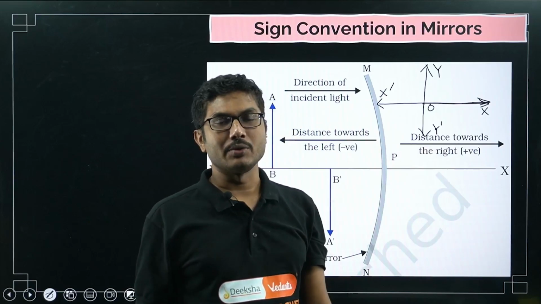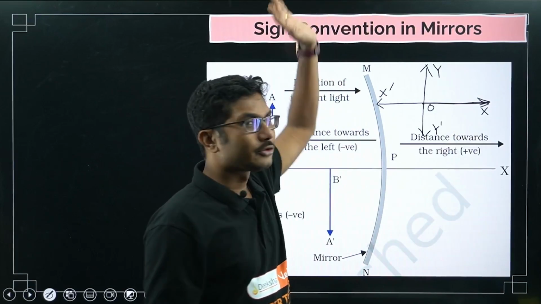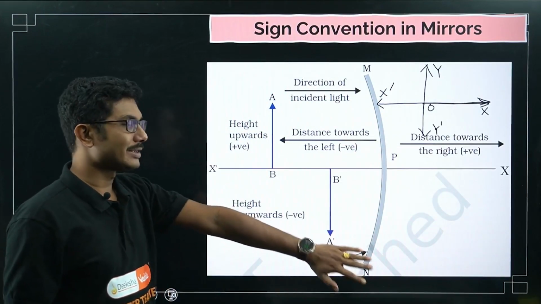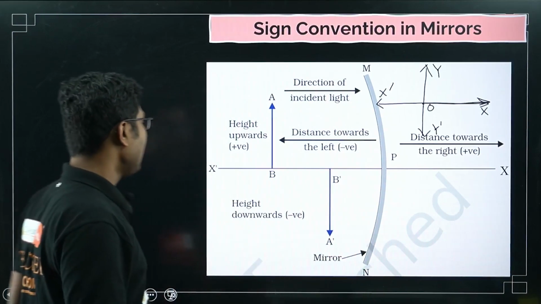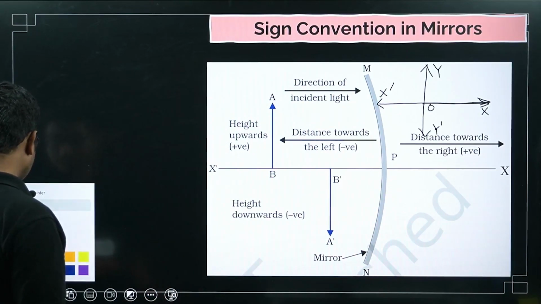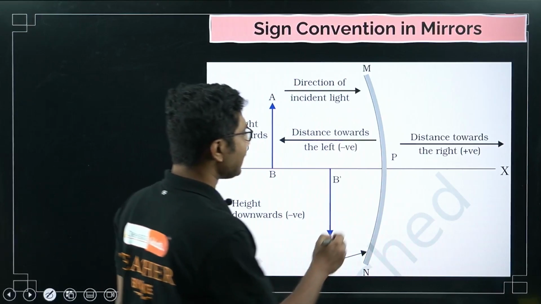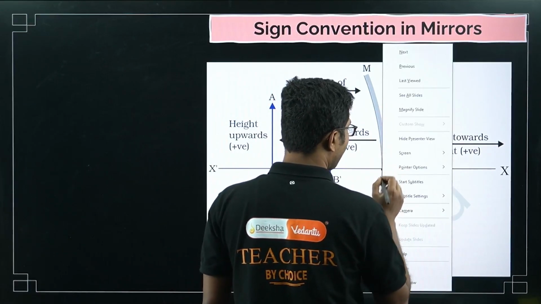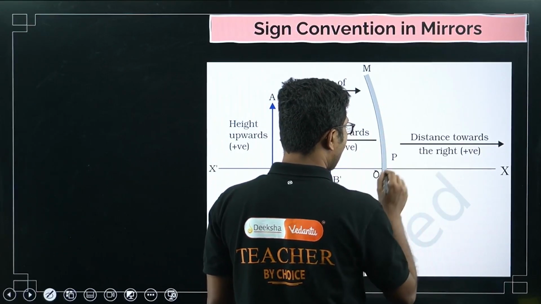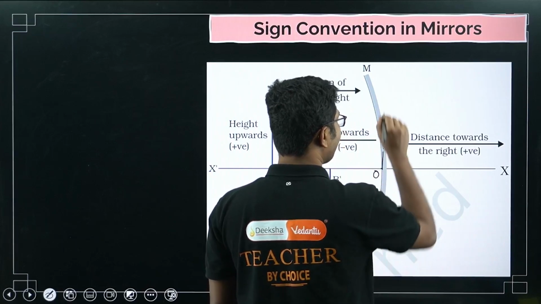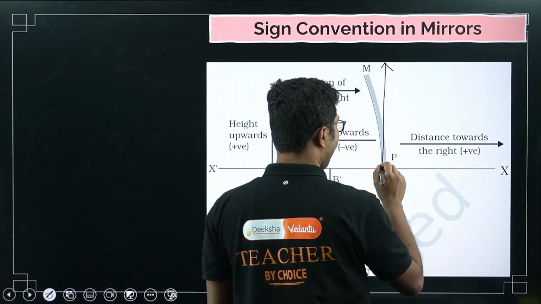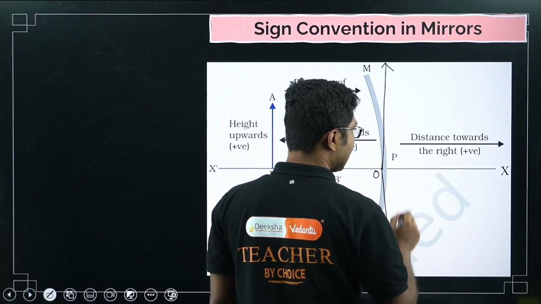Everything is negative in the downward direction, right? So the same thing we will use in our sign convention for the mirror. What we will use is, we consider that this is basically our origin. This is our origin, and this is the imaginary y-axis. And this is our x-axis.